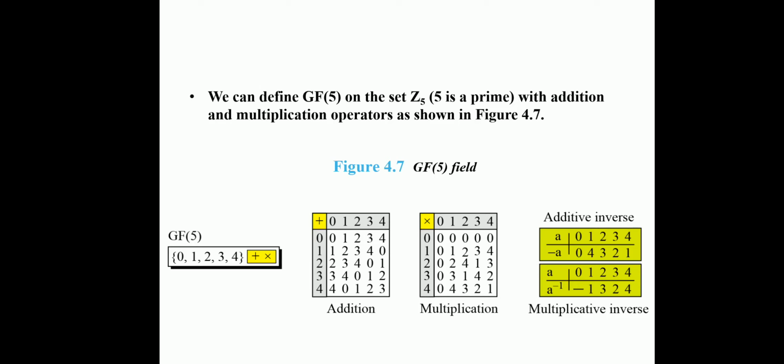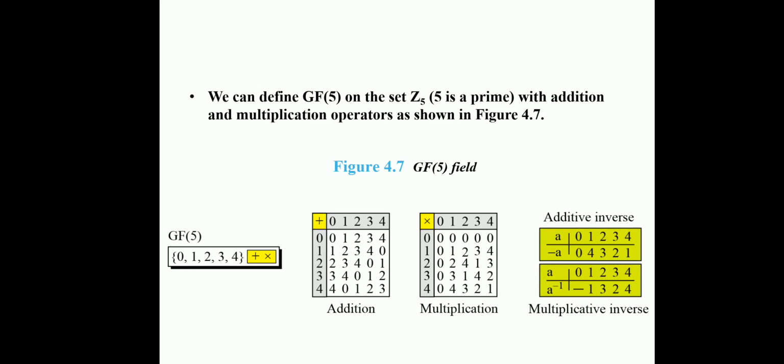And the last row: 4 into 1 is 4. 4 into 2 is 8, and 8 minus 5 is 3, so the remainder is 3. And 4 into 3 is 12, so 12 minus 5 is 7, and 7 minus 5 is again 2, so the remainder is 2. Then 4 into 4 is 16. So you can do it as 16 minus 5, it is 11, 11 minus 5 is 6, and 6 minus 5 is 1. So the remainder is 1. So this way we can find the multiplication table.